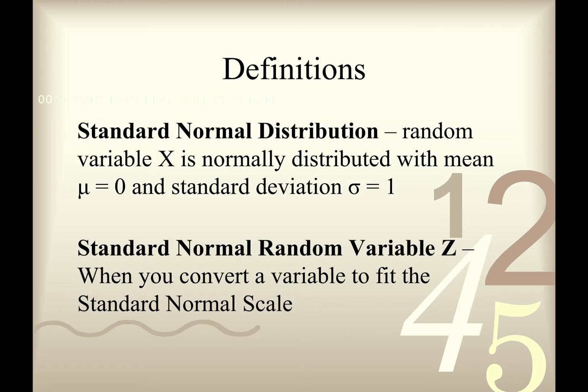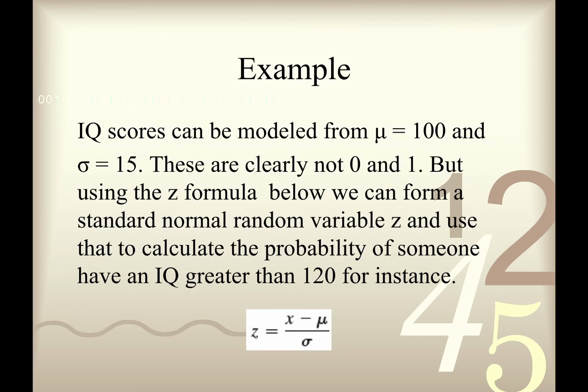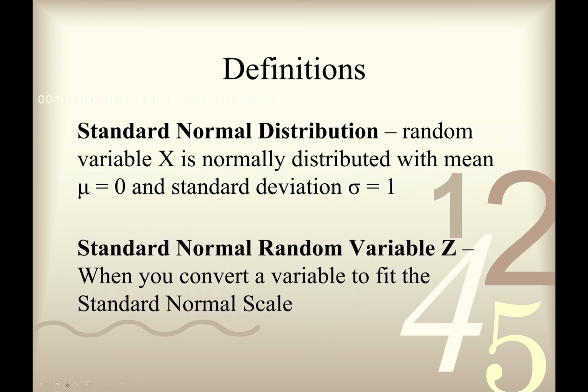Okay, so some definitions. We've got the standard normal distribution, where a random variable x is normally distributed with mean mu and standard deviation 1. And then a standard normal random variable z is what you get when you convert a variable to the standard normal scale. For instance, IQ scores can be modeled with mu equals 100 and sigma equals 15, which is the standard deviation. Clearly, those are not 0 and 1, as we saw on the last slide, because the standard normal is when mu is 0 and the standard deviation is 1.